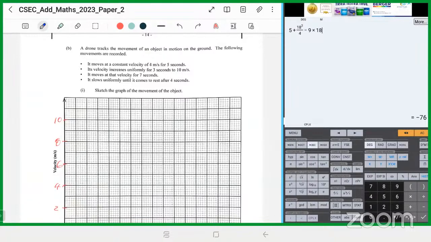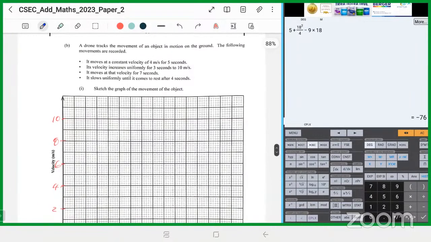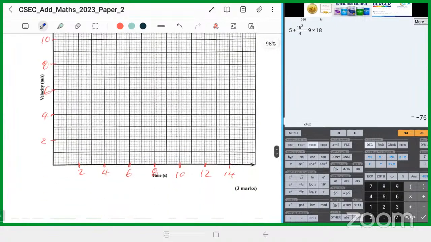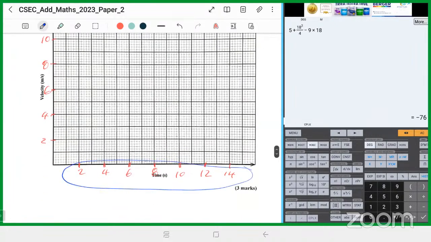Maybe my horizontal scale is too much. What's the maximum time on this? It is 5, and then 3 here, and then 7, 15, and then 4, 19. Yeah, so this is too small. Can't reach 19. So maybe I have to go 5, 10, 15, 20. Let's change it to that.